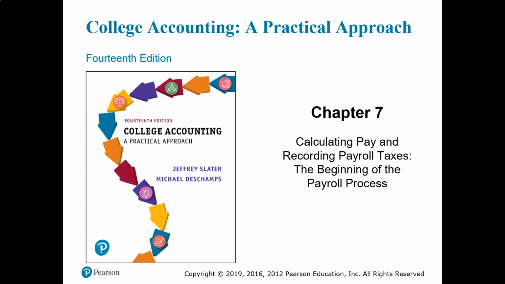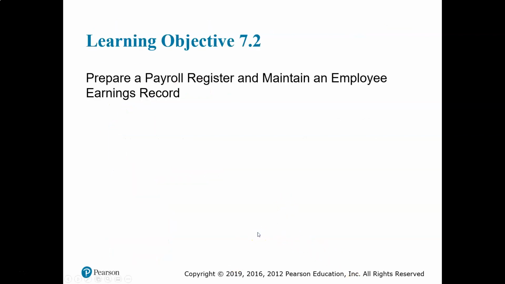Hi, and welcome to Chapter 7. This is Learning Objective 2. And Learning Objective 2 is prepare a payroll register and maintain an employee earnings record.